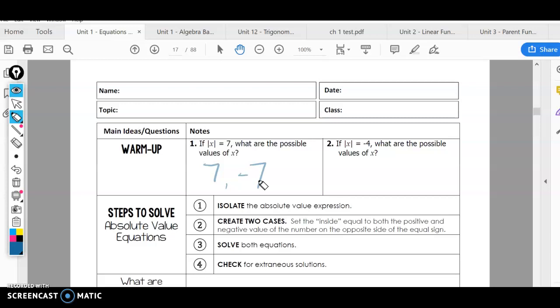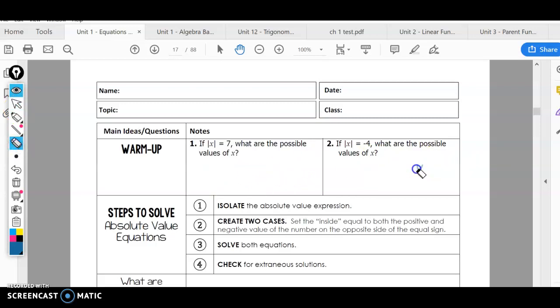Whereas number two, if the absolute value of x is -4, what are the possible values of x? In this case, there is no solution. It is impossible to have a number take the absolute value of it and it equal a number that's negative. Just keep that in mind for our examples today.